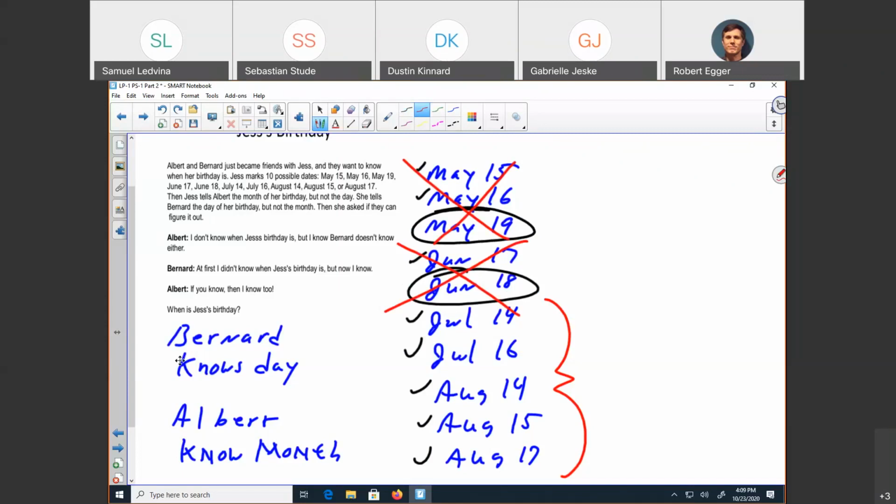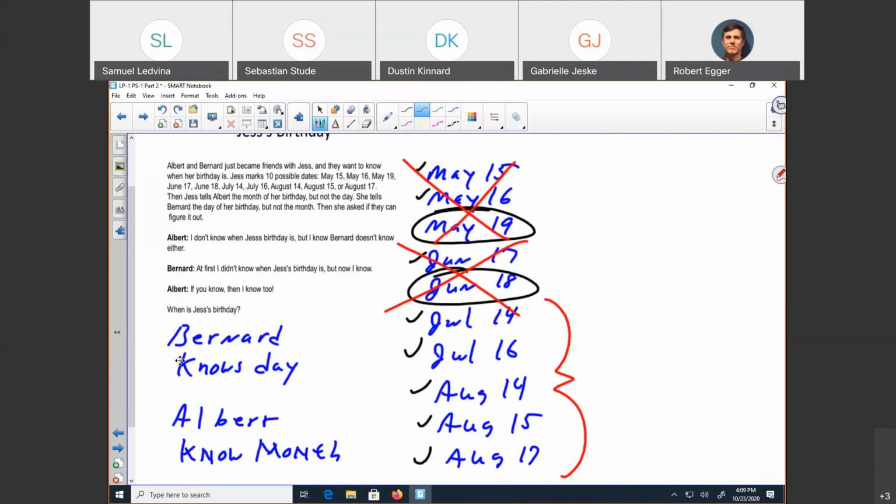Albert's clue is based towards 2 months that it can't be. So Albert's clue eliminates May and June. Okay. Which is half the numbers, which is good.